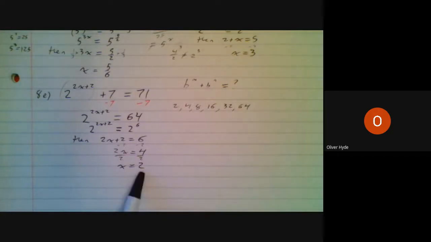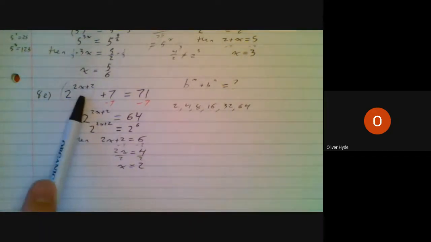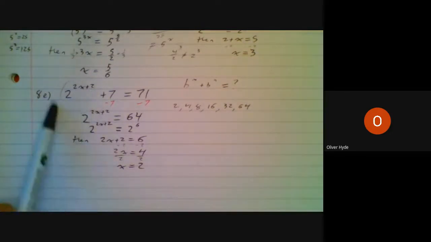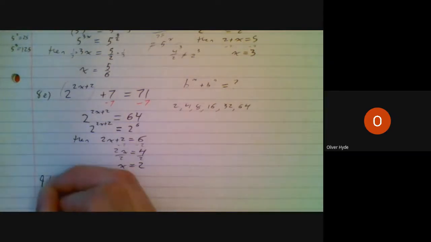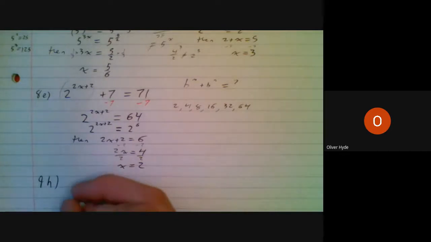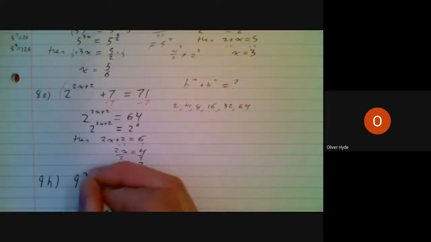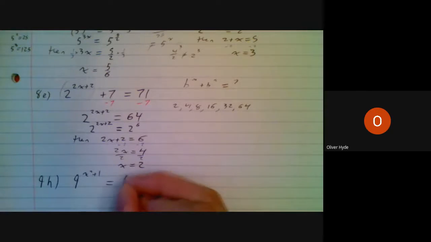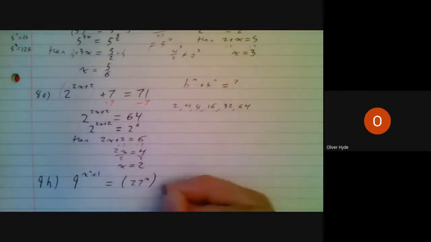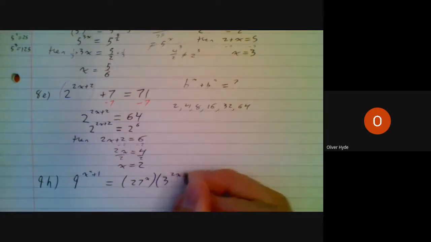If I want to do a quick informal check here, I might have been able to spot this solution. The double of 2 is 4, plus 2 is 6, 2 to the exponent 6 is 64, plus 7 is 71. But that's not how I want you to solve these. Let's try one more. 9h. 9h starts off with 9 to the exponent x squared plus 1 equals 27 to the exponent x multiplied by 3 to the exponent, I think that's a 2x.